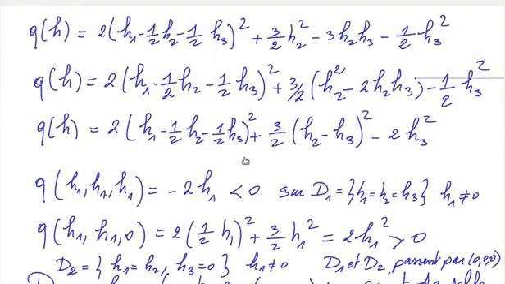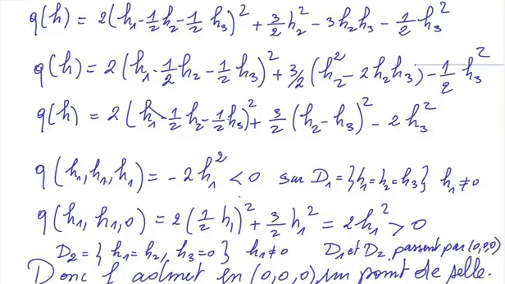In this form, we see that if we place ourselves on the line h1 equals h2 equals h3, with h1 at 0, we obtain the second square 0, the first square 0, and the expression would be equal to minus 2 h1 squared, which is negative. So on the line D1, which passes through the critical point (0, 0, 0), the quadratic form is negative.